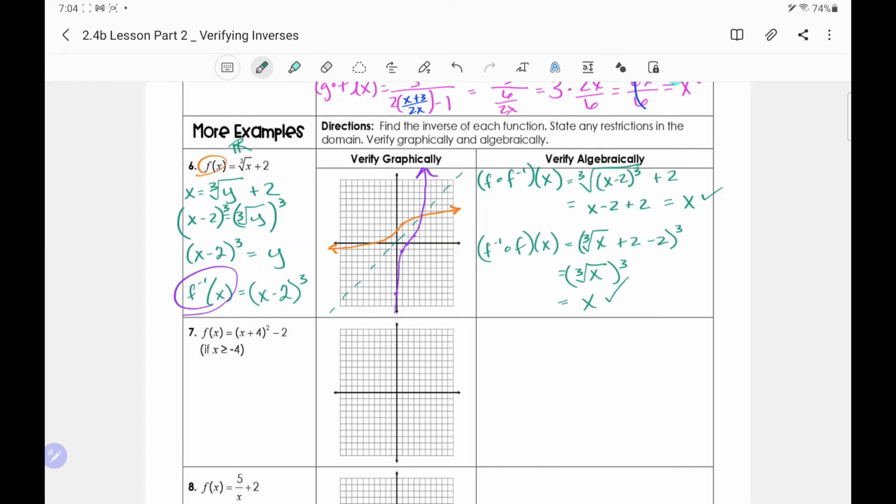Okay, here's the work for this one. You can see that algebraically they both simplified down to x. You can see the graphs. I did the original function in orange and the inverse in purple. And so you can see what has happened there. They do look like reflections.